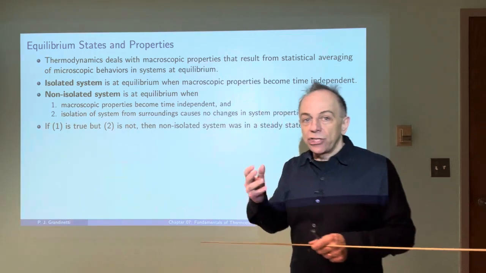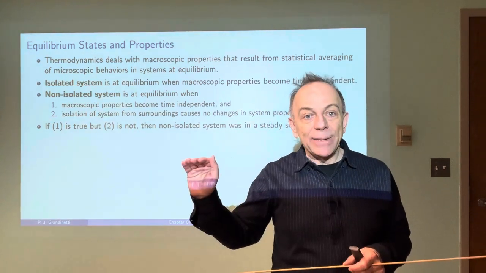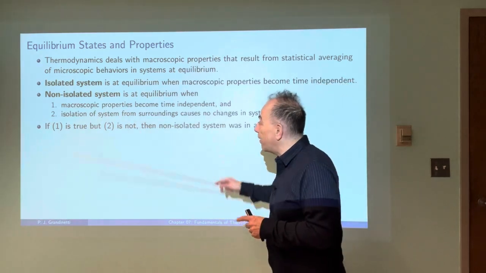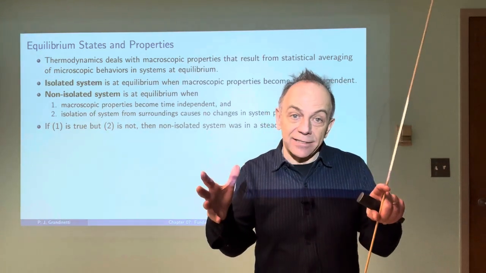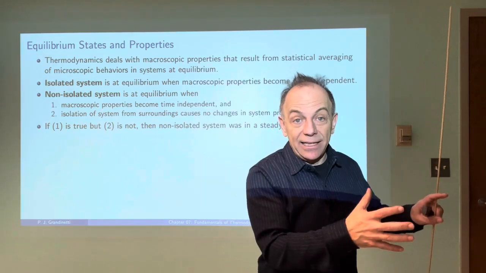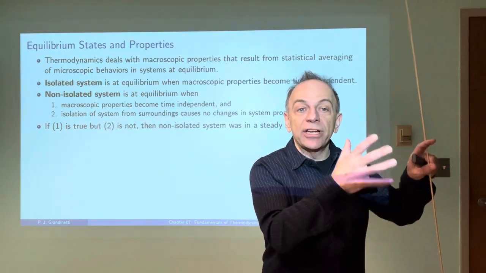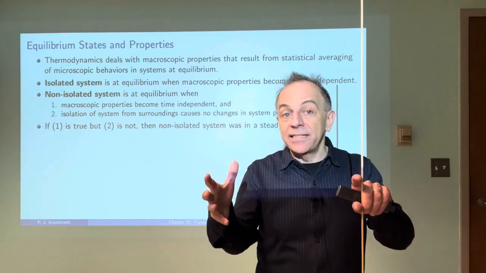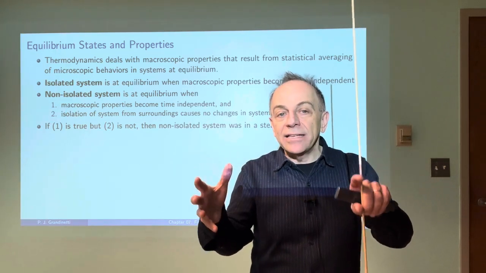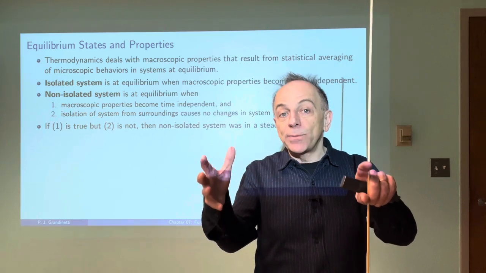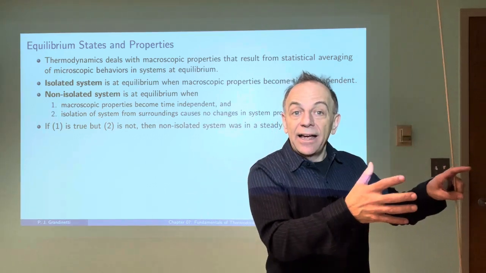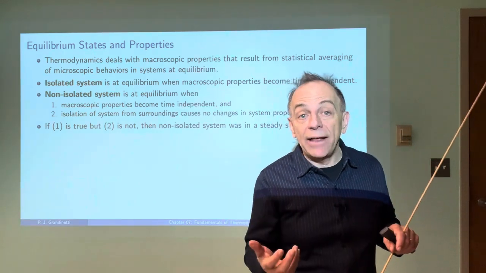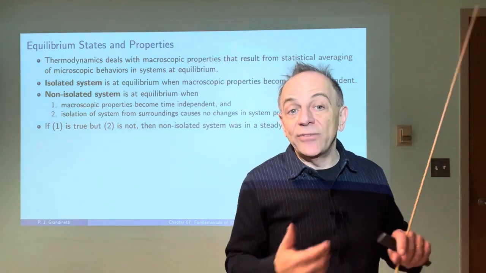In that case, we have two conditions for determining whether the system is at equilibrium. First, the macroscopic properties need to be time independent, so they stop changing. The next condition is that if you take that non-isolated system and make it an isolated system, the properties should continue to remain time independent. If you take a non-isolated system that appears to have all its properties time independent, and you isolate it, and then the properties start changing, then you did not have a system at equilibrium. In fact, what you had was a system in some form of steady state.